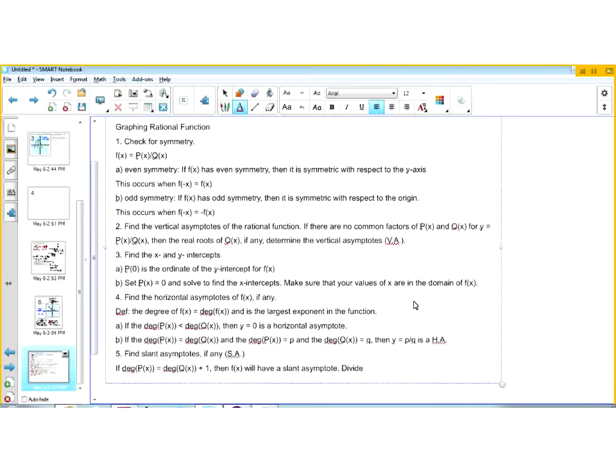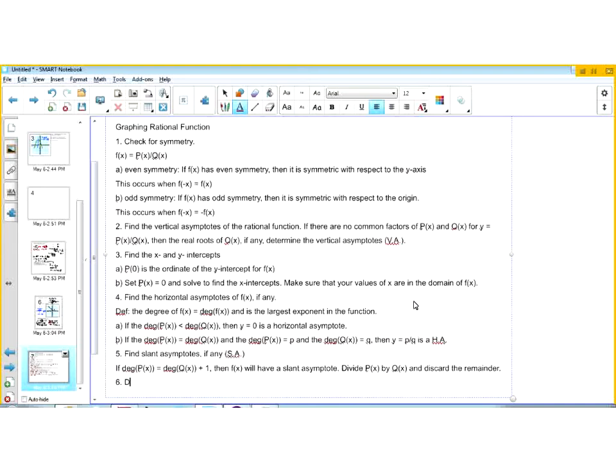Okay? So divide P of x by Q of x and discard the remainder. All right. So I will show you that with the next example.